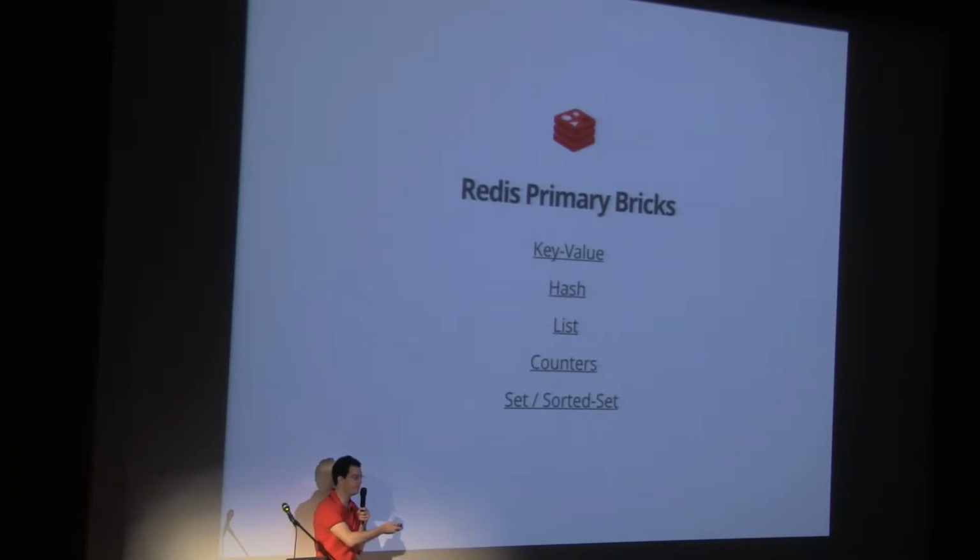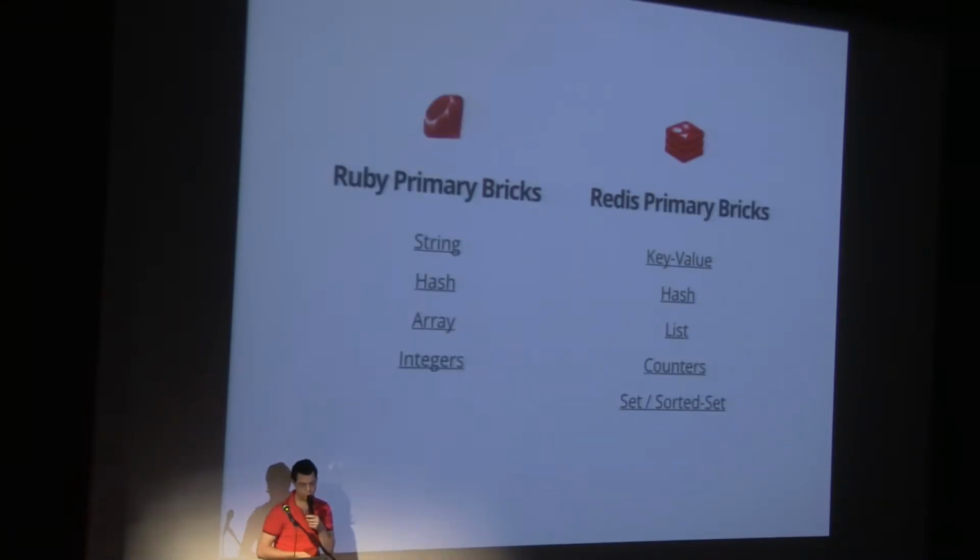Yes, sorted set, it's a set, but you have the equality operator implemented, okay? We have ordering of the items. In Ruby, we also have sets, but they are used less often. So at the end of the day, we have this, okay? It's very easy to see a similarity between the Ruby bricks and the Redis bricks, right?